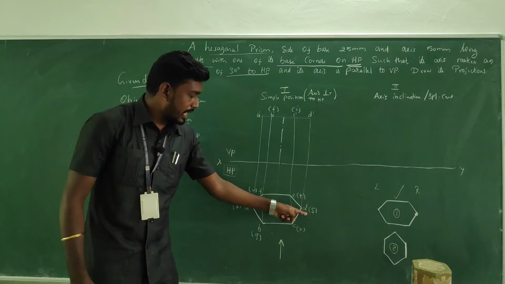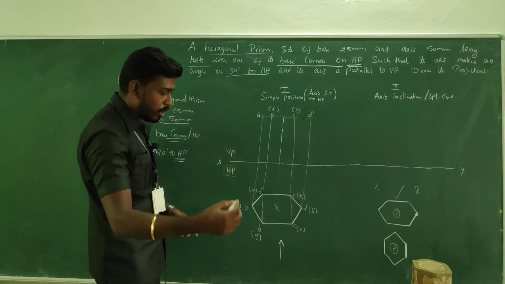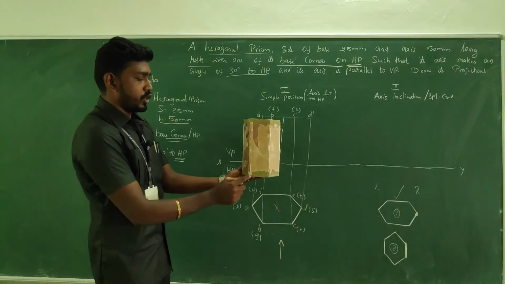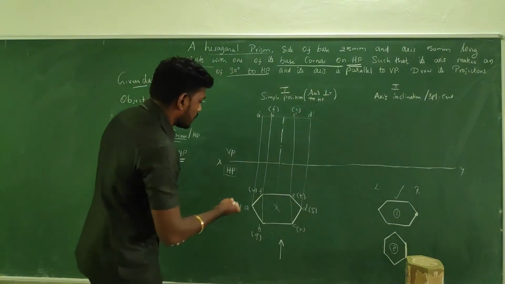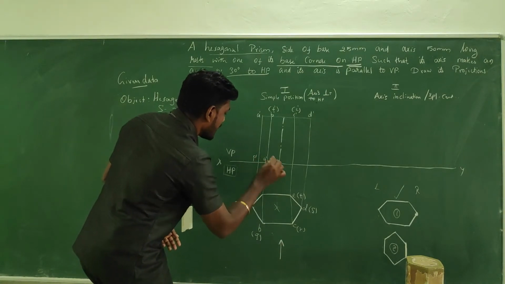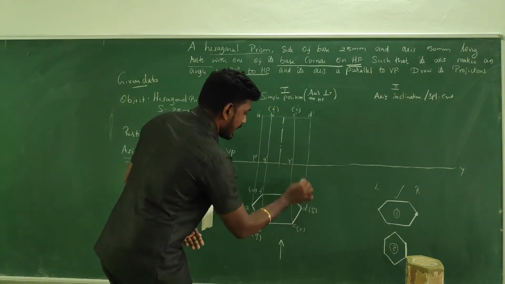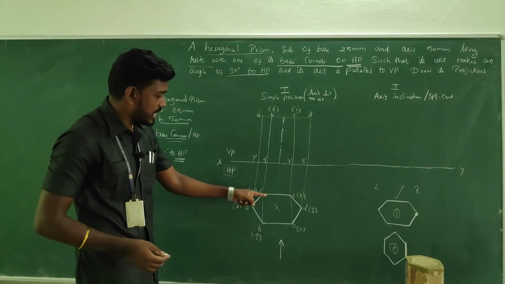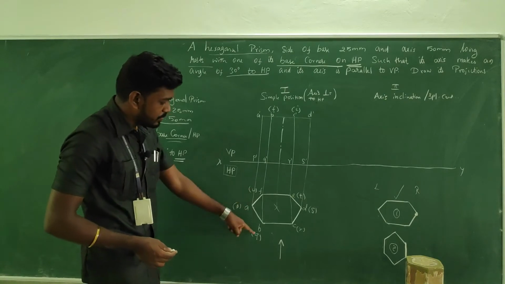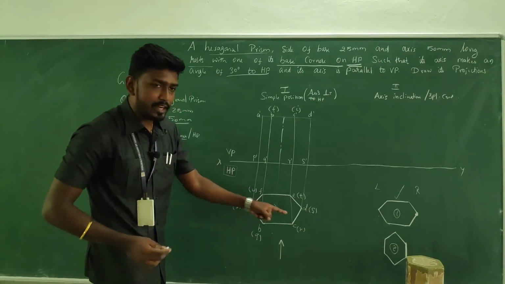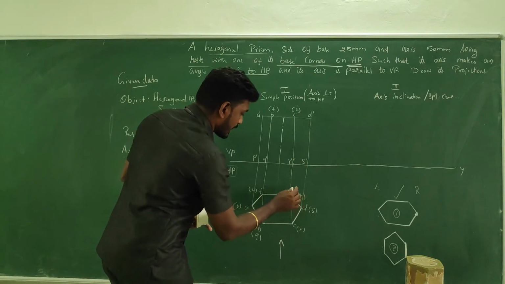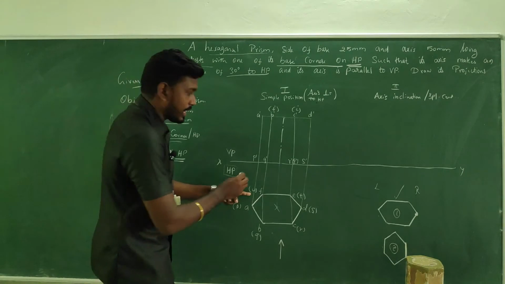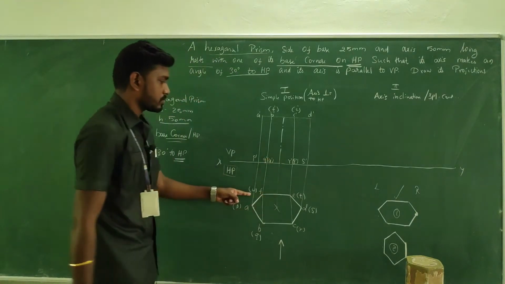What about the bottom base? P, Q, R and S are visible from the bottom base. P dash, Q dash, R dash and S dash are visible. What is invisible? T and U are invisible. U is behind Q and T is behind R. So near R I am going to write T dash, and near Q I am going to write U dash.